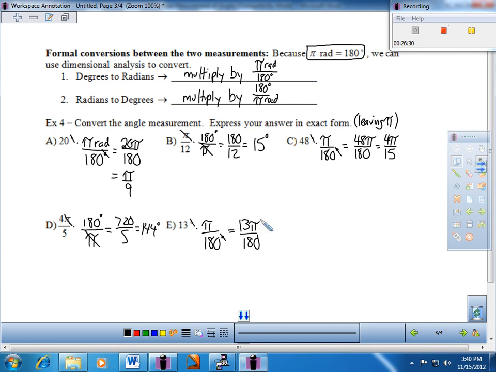And that's it. That actually is probably as far as we can go in terms of exact form. The next stage, I believe the next example, will be to multiply that out and then divide by the 180 and get an approximation. But this would be the exact angle measurement, leaving pi in place.